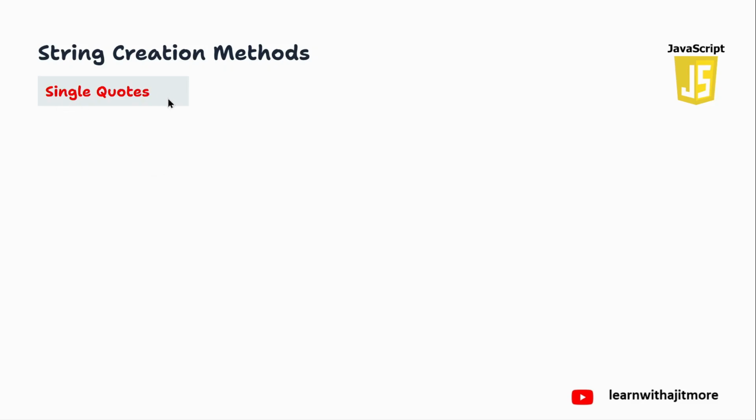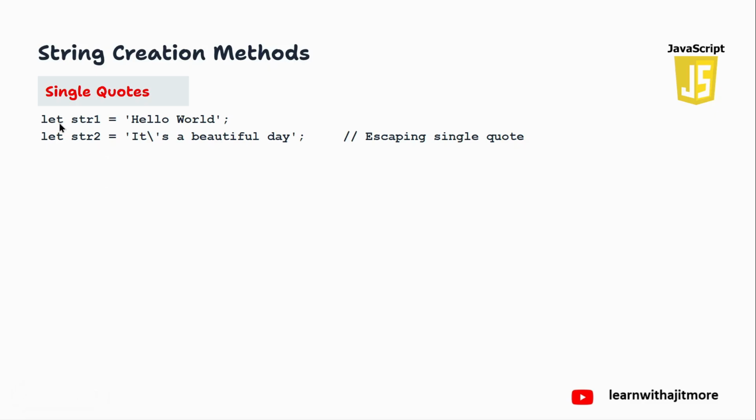See here. So first way is by using single quote. Getting? Let str equal to hello world in single quotes. Then, if you want a single quote within single quote, already it is a single quoted string. And within a single quoted string, if you want a single quote, you have to escape it. This backslash is saying that please don't treat this single quote as the start of a string. Normally, single quote indicates the start of a string. But this backslash is telling please don't treat single quote as a start. Treat it as a single quote only.